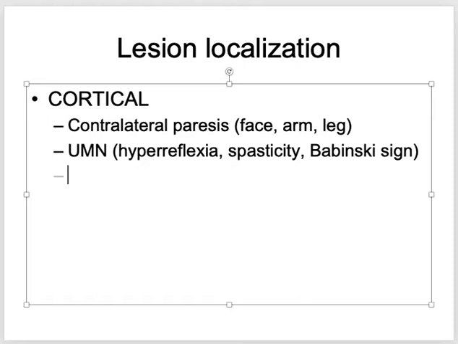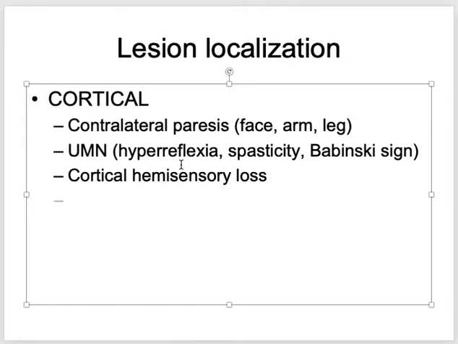And this is about the motor part. What will happen to the sensory part? Cortical hemisensory loss. Okay. The sensation of half of the body will be gone, which is two-point discrimination, position sense, stereognosis, all these things will be lost. Okay.